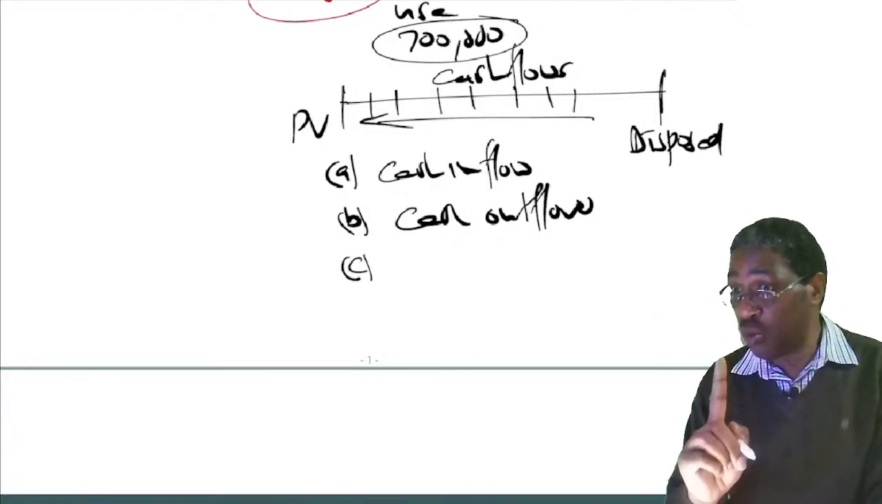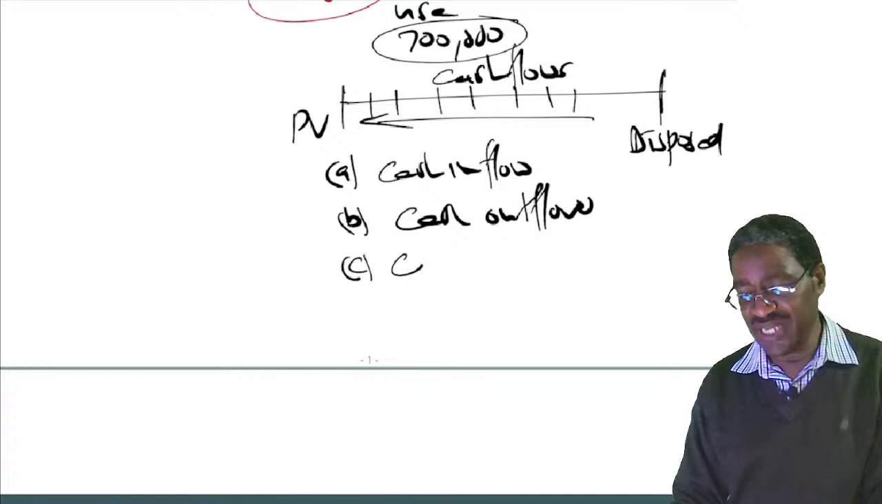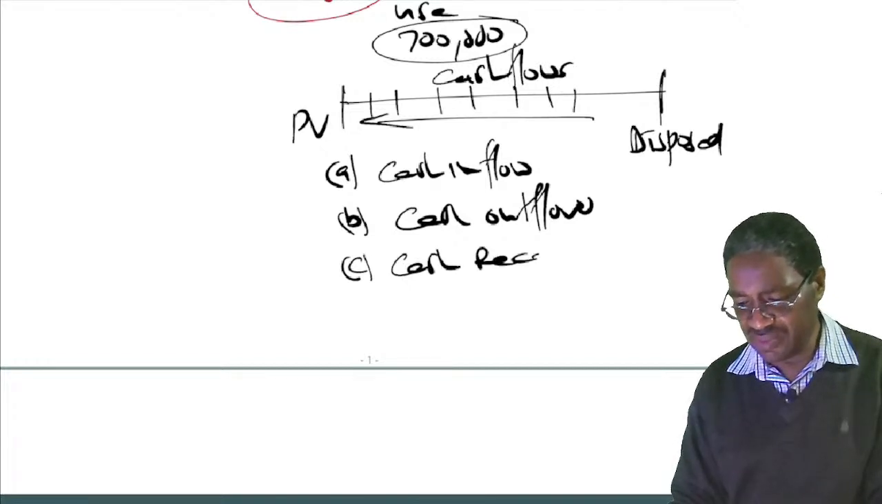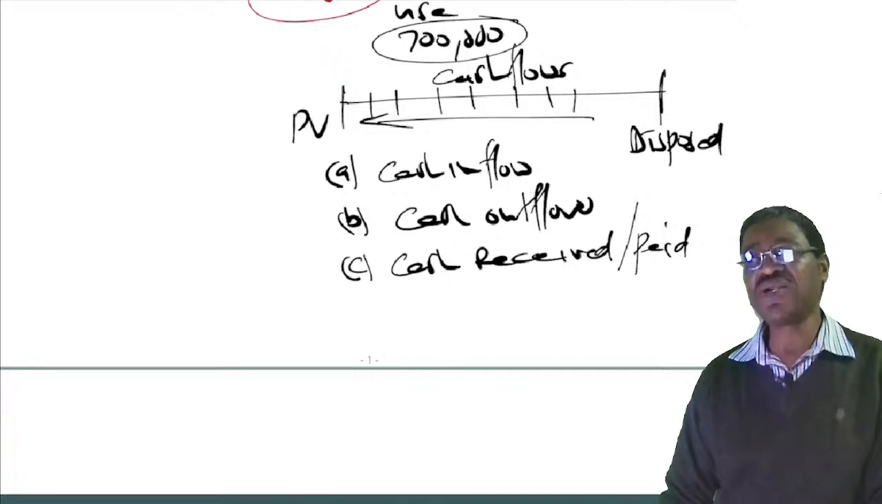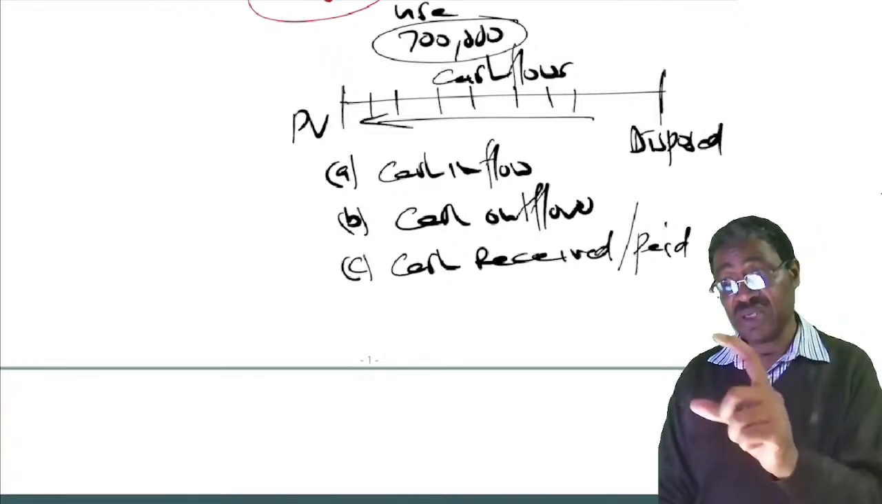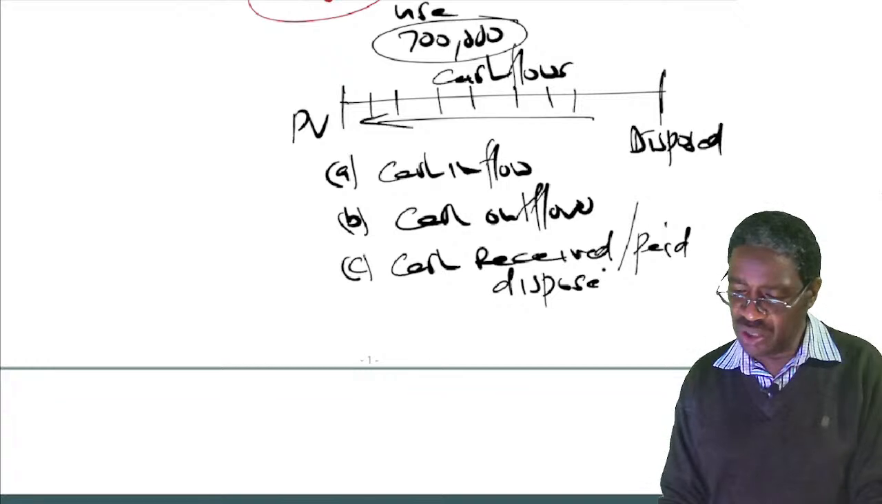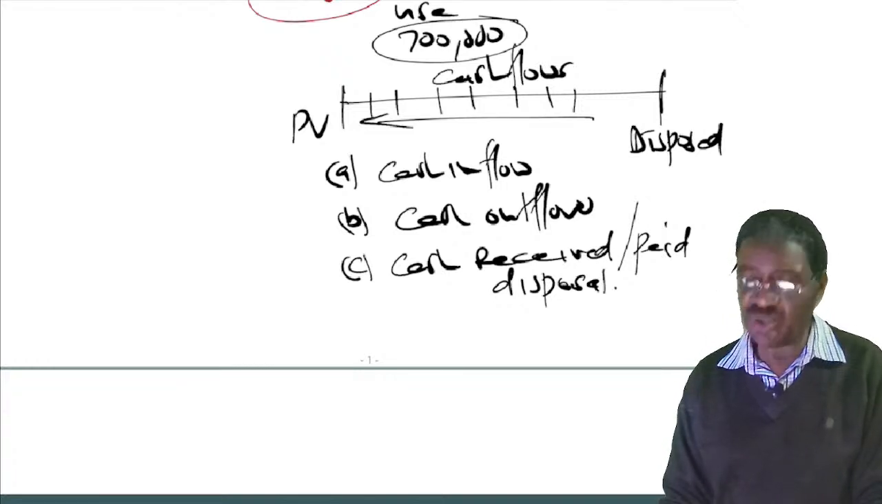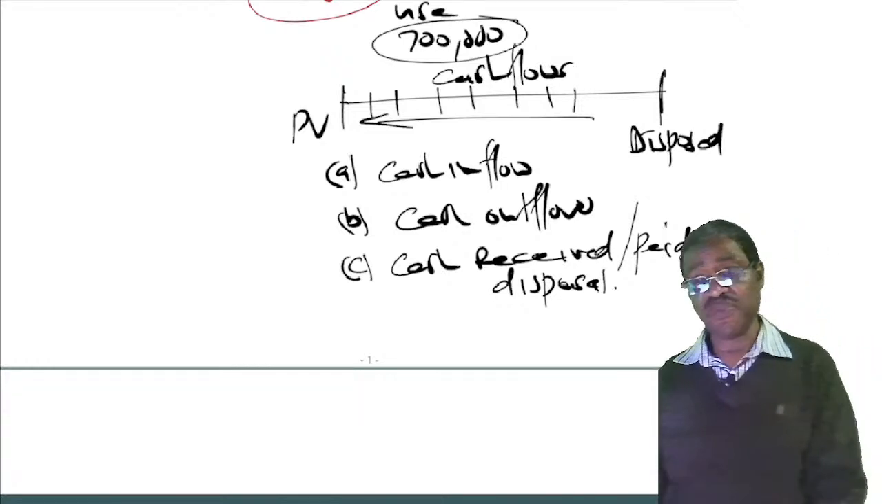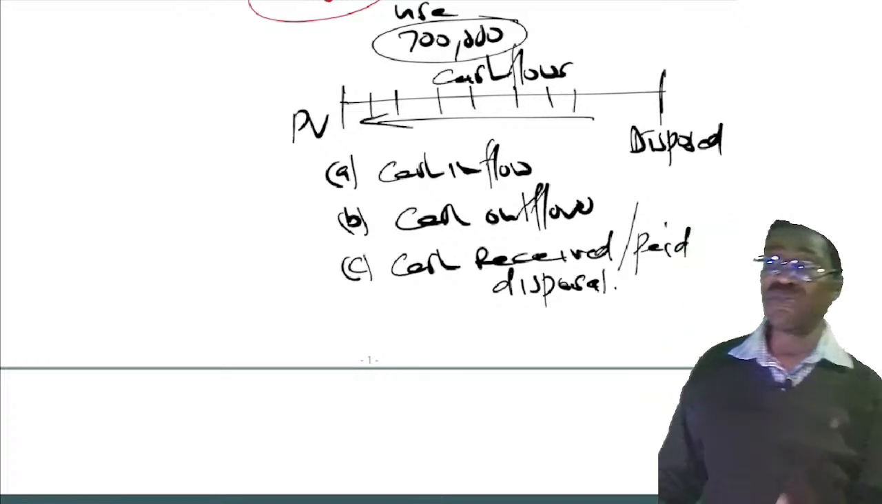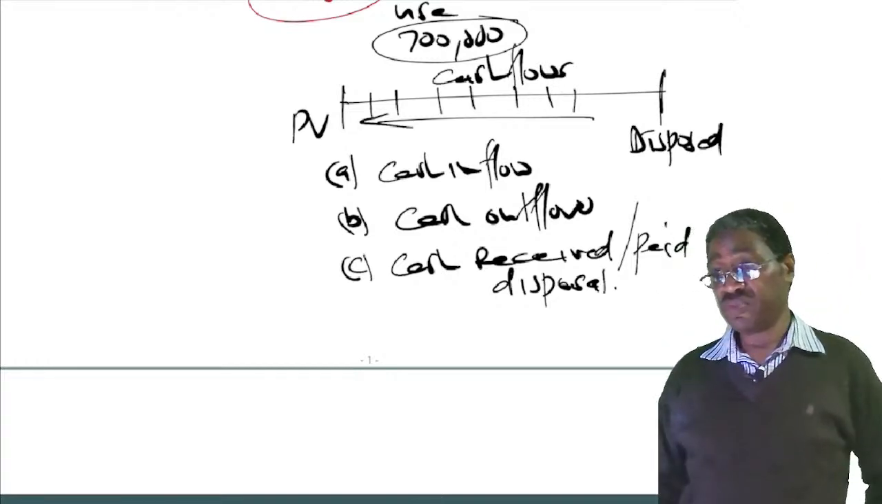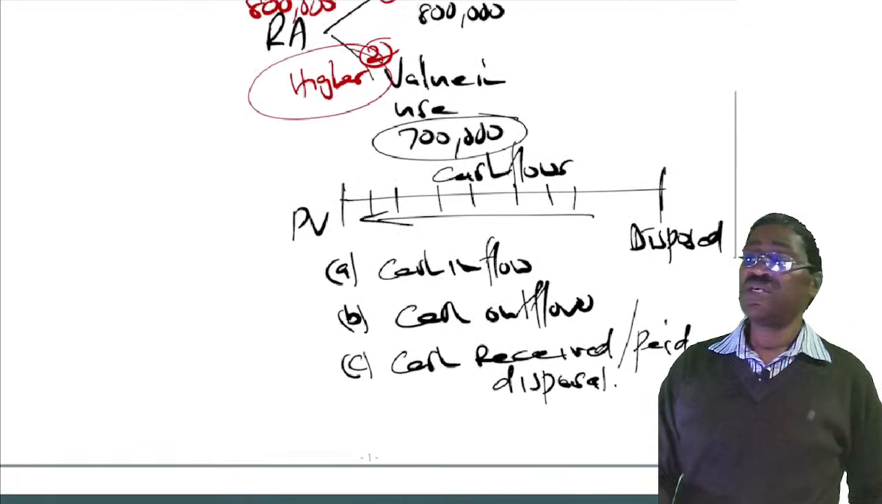So the third component of the cash flow is any cash received or paid at the end of the useful life of that asset due to the disposal of the asset. Sometimes an examiner will give you some cash flows so that you determine the value in use.